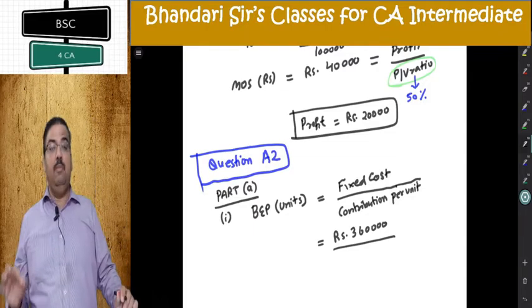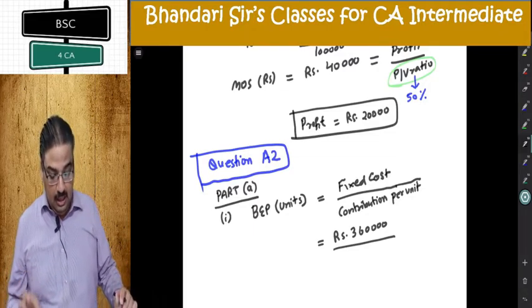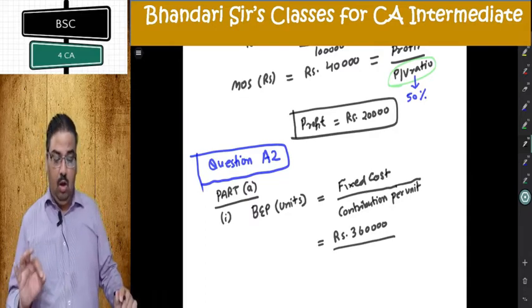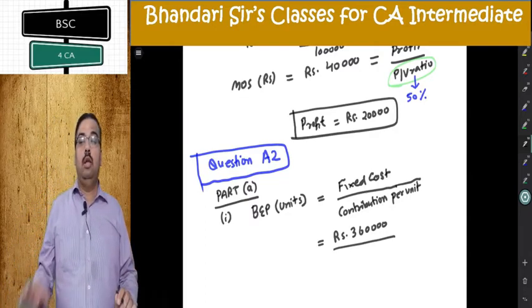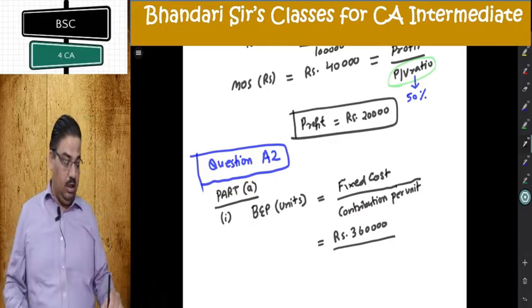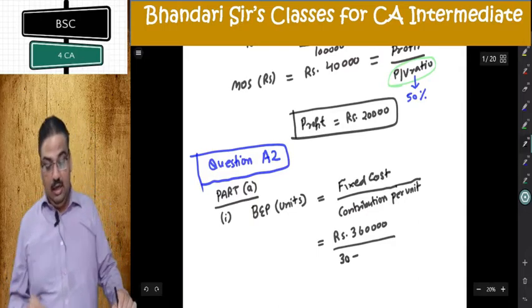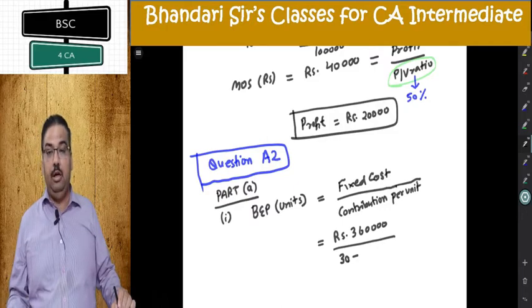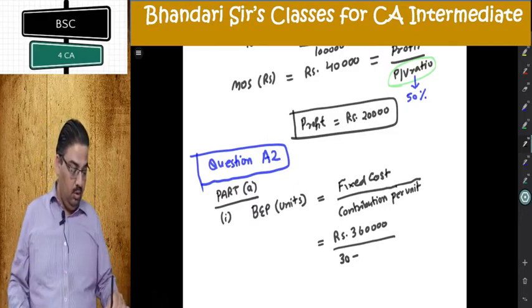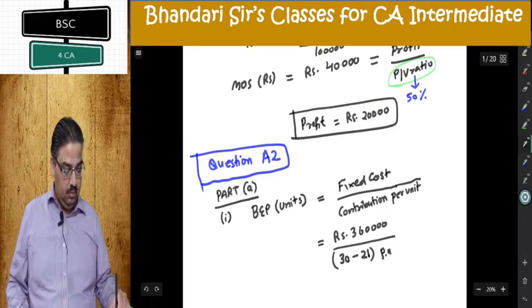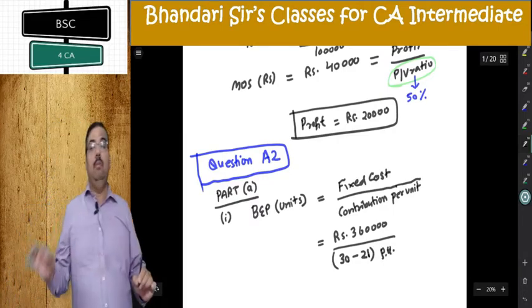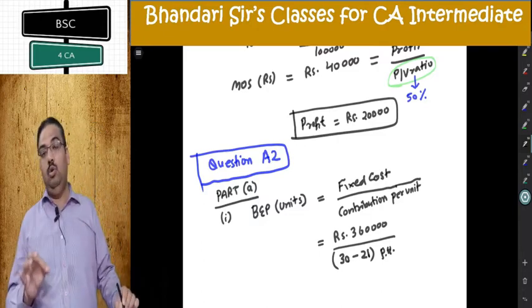What is contribution per unit? Selling price per unit minus variable cost per unit. The question gives me the selling price per unit on the top, 30 rupees. In the table, the first item is selling price. 30 rupees is the selling price. And variable cost, it is telling me 19.50 and salesman commission 1.50. Total is 21. 21 per unit is variable cost. These are both per unit. 30 minus 21 gives me contribution per unit.